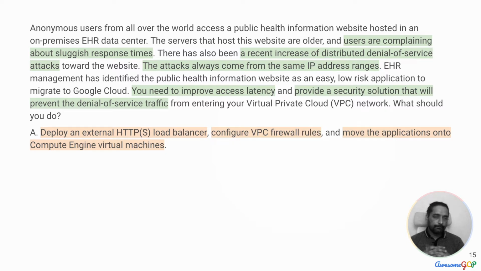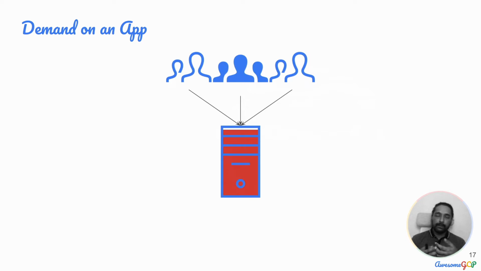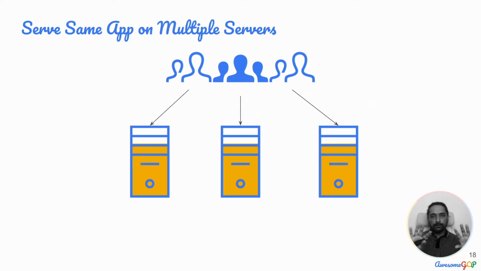Okay, the first option says deploy an external HTTPS load balancer, configure VPC firewall rules, and move the applications onto Compute Engine virtual machines. All right. So for this, let's first try to understand how an HTTPS load balancer works. When there are multiple users who are trying to use an application that is on a server, there could be a problem that there is excess demand, right? And when there is a lot of demand, the server itself is not able to serve that entire demand. So what is a preferable way of doing this? We split the load onto multiple servers. So instead of all users being served by one machine, we say, okay, some people go to that machine, some other people go here, right?